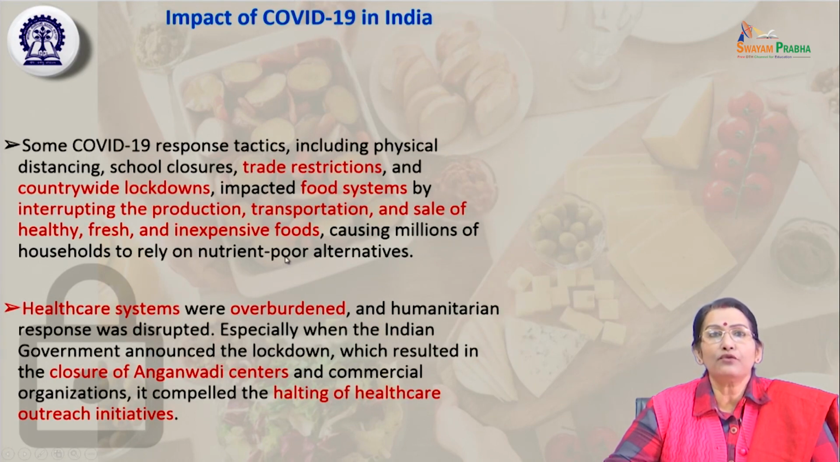So the impact of COVID-19 in India, as you can see, there are so many things due to lockdown. Not only was the food system interrupted, but also transportation, and getting healthy and fresh vegetables became very expensive. Then the healthcare system was overburdened, and rural Anganwadi centers and healthcare centers were closed. So outreach activities in food, nutrition, and other kinds of services were also stopped. That has also caused havoc in our country.